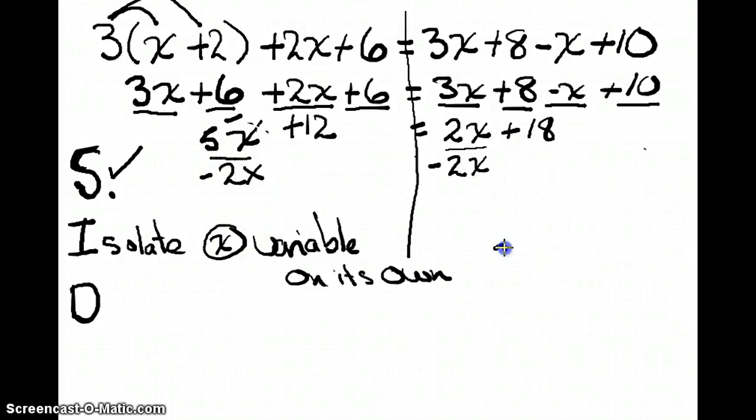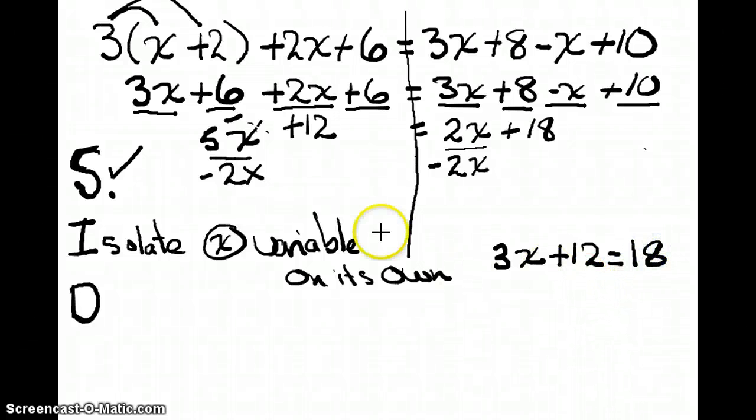and I'm going to move this problem down here now to give myself a little room. I have 3x. I still have my plus 12. 2x minus 2x is gone, and I'm left with 18. So we are trying to isolate the variables. Is my variable on its own? Well, no, it still has a plus 12 attached to it.